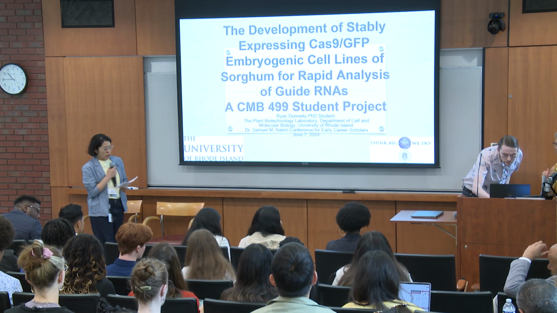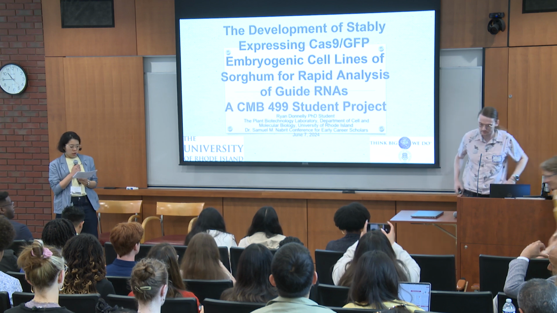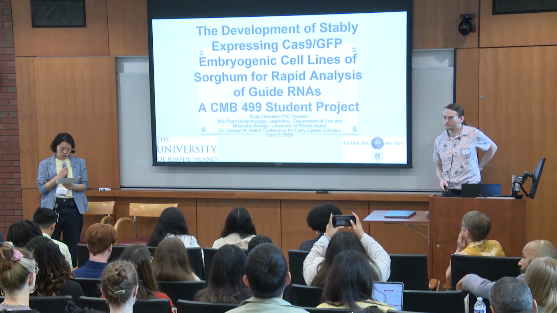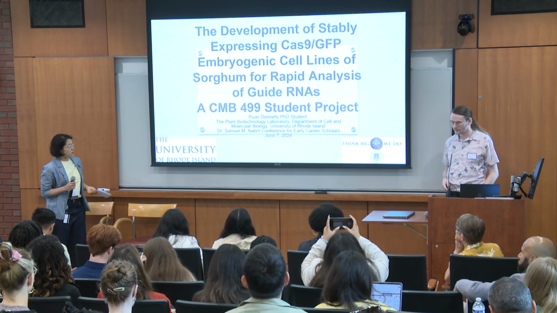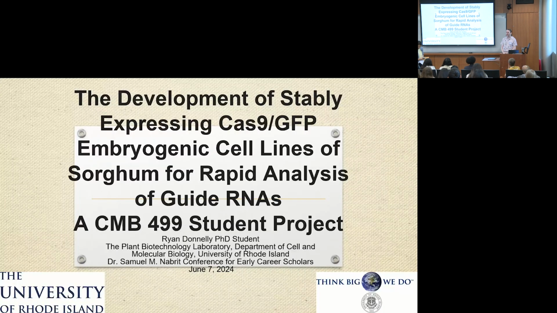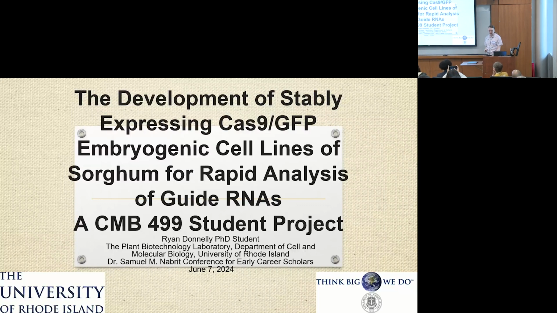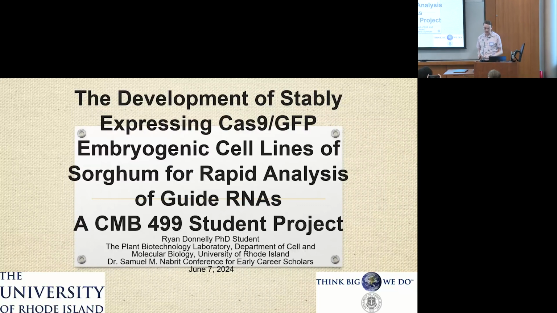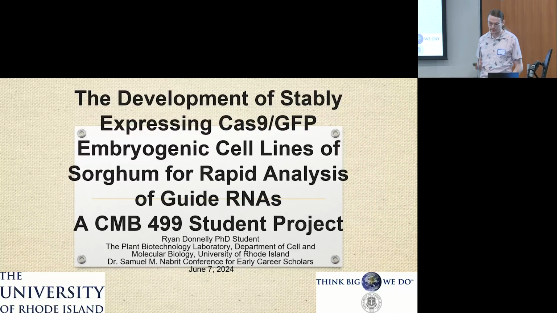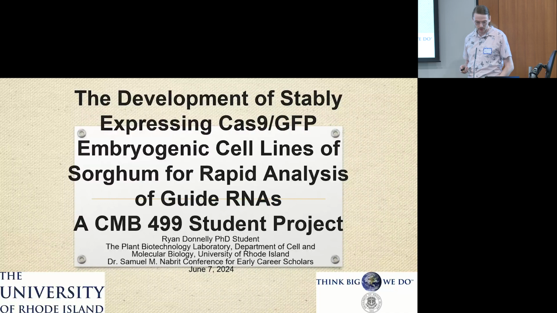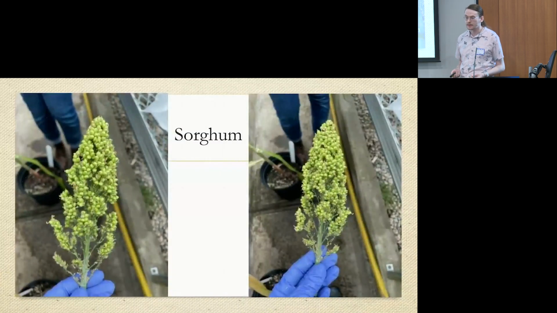His title is the development of stably expressing Cas9 GFP embryogenic cell lines of sorghum for rapid analysis of guide RNA. Here we go. So, hi, good morning, everyone. I'm going to be talking about the development of the stably expressing Cas9 GFP embryogenic cell line of sorghum for the rapid analysis of guide RNAs. This was a project that was also very much driven by CMB 499 students from our school. Sorghum, you might not be familiar with, is the 5th largest cereal crop globally. These are blurry pictures taken from our greenhouse, and these are immature embryos, which I'll explain a little bit more in a moment.